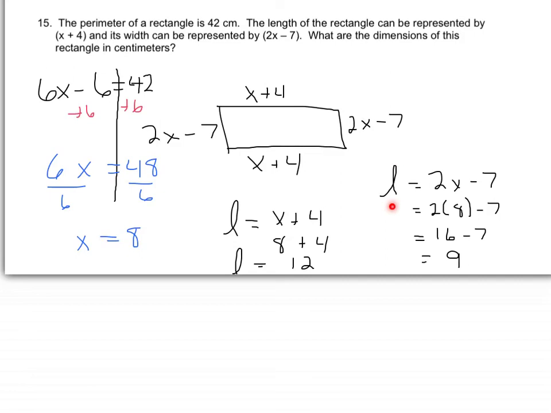Where's the eraser? There we go. No, it's stuck. Alright, so I meant width here. So that's width, not length. Okay, so the width is equal to 9.